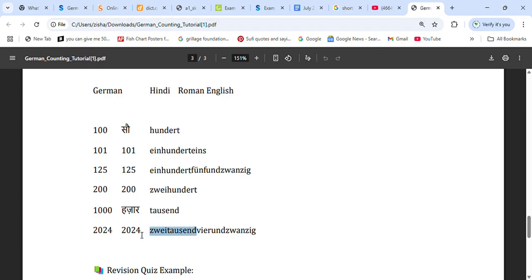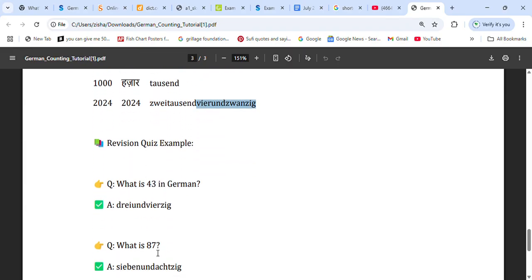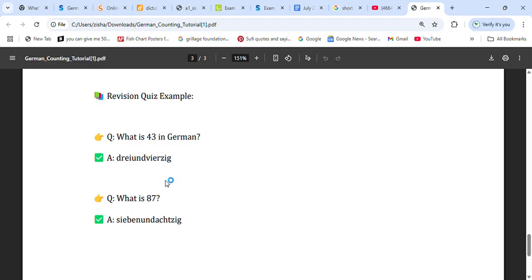Now 24: apply the same technique I told you to memorize for counting between 21 and 99. So vier, you write vierundzwanzig. Clear? 2025, what can you write? 2025. Clear? 2026, what do you write? 2026. Clear? Thank you very much. These are some examples: 43, 87. 43 is dreiundvierzig, 87 is siebenundachtzig. Okay, 89, how will you write it?